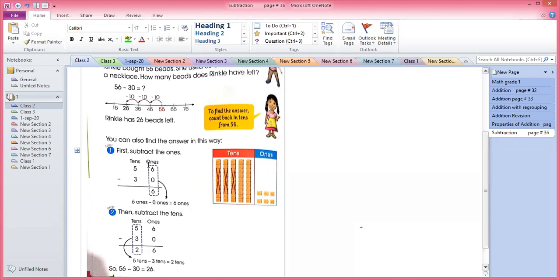For ones, how much do I need to subtract? 0. So I will not cut any of them because I need to cut 0. That means I don't need to cut anything here. I don't need to minus anything. 6 minus 0 gives you 6. But for tens, there were 5, and I need to cut out 30. I need to get 3 out of 5. So I will cut 3 tens here.